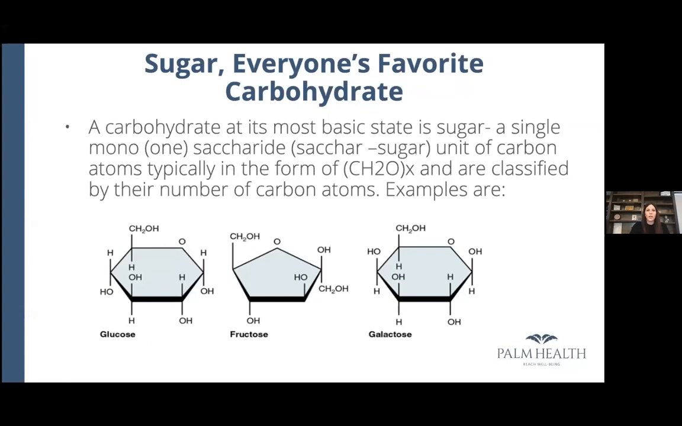A carbohydrate in its most basic state is a sugar. A sugar is a single unit of a mixture of carbon atoms and hydrogen and oxygen. I don't want to get too detailed and bore you, but some simple sugar examples that we know and experience every day are things like glucose, fructose, and galactose. So a carbohydrate in its most basic state is a sugar molecule.